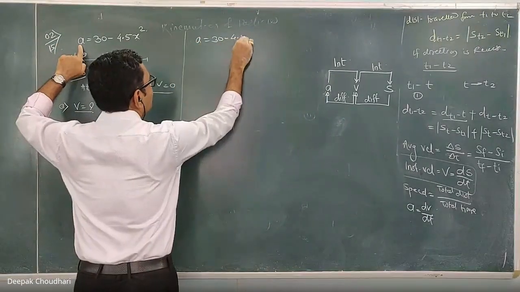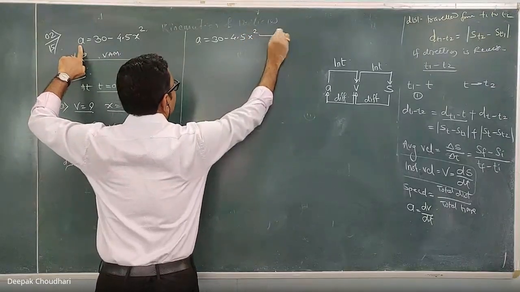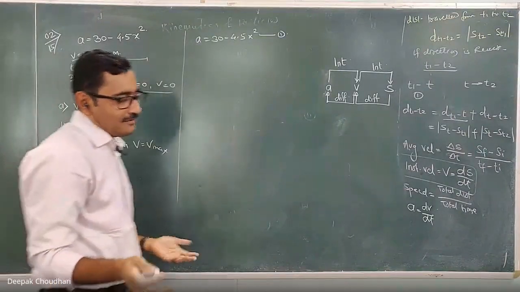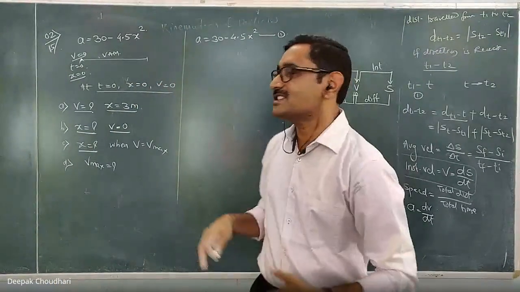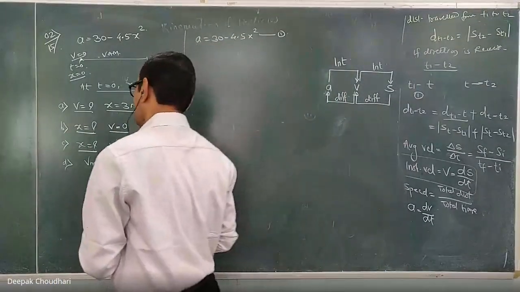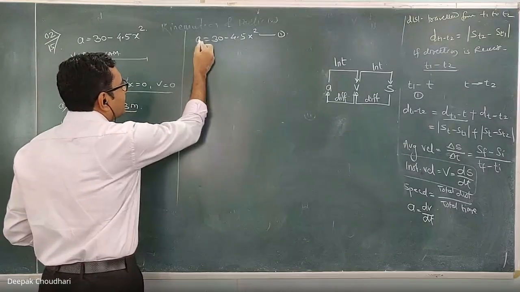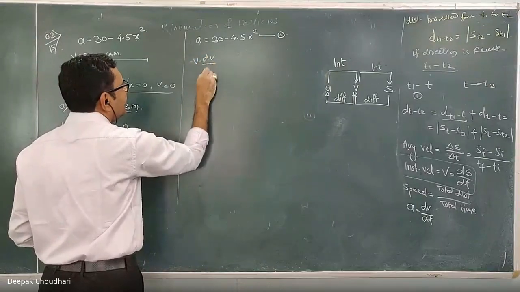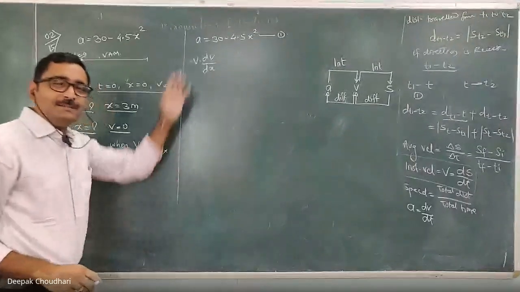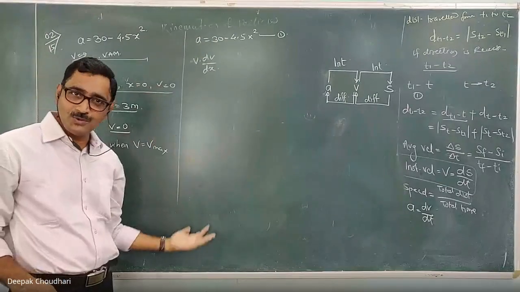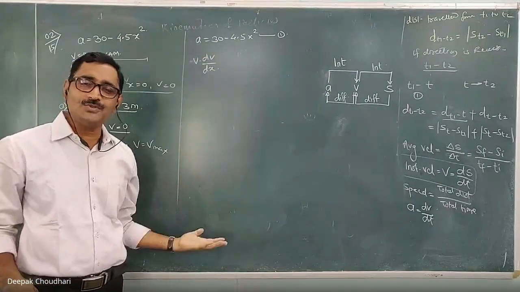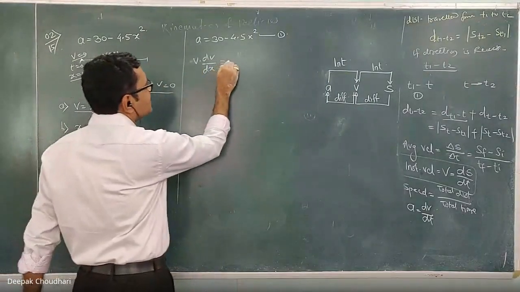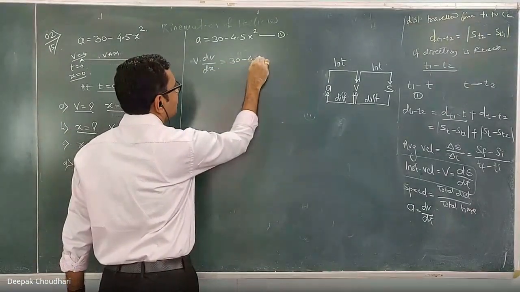30 minus 4.5 x square, say equation number 1. And from this one, I have to get the equation of velocity now. When I explained the second case, where acceleration is a function of displacement, I told you to replace this acceleration by v into dv by dx, not by dv by dt. If x is given for displacement, you have to use x. If s is given, you have to use s. So here v into dv by dx is the acceleration, which is equal to 30 minus 4.5 x square.